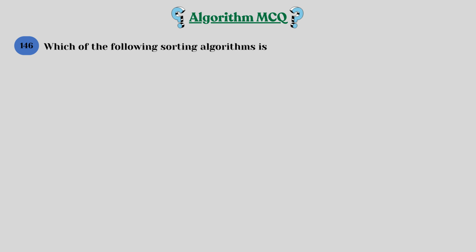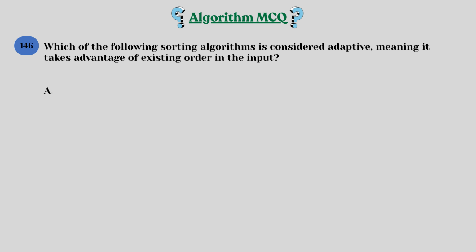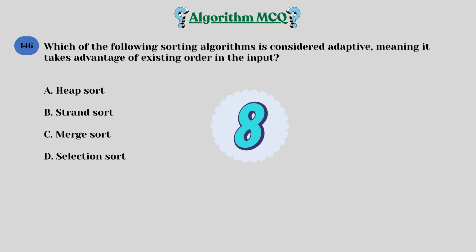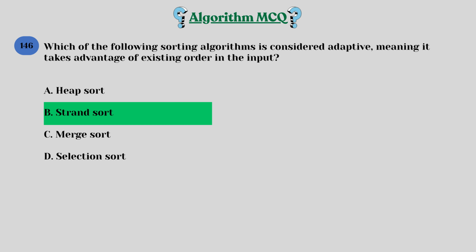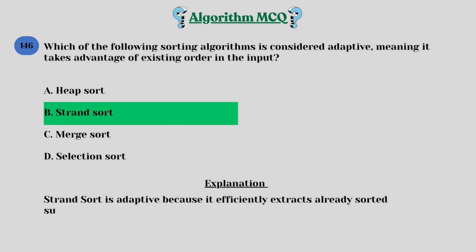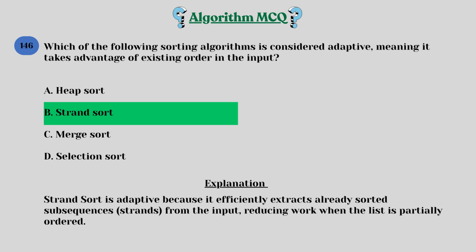Which of the following sorting algorithms is considered adaptive, meaning it takes advantage of existing order in the input? Correct answer: strand sort. Explanation: strand sort is adaptive because it efficiently extracts already sorted subsequences, strands, from the input, reducing work when the list is partially ordered.